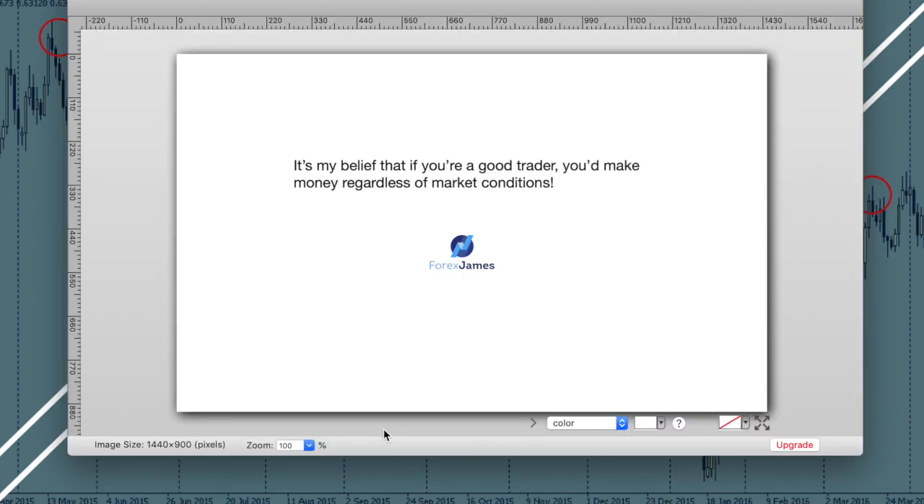It's my belief that if you're a good trader, you'd be able to make money regardless of the market conditions. Okay? You just need to be able to apply the correct strategy. And there are only two market conditions, so to say, and they are a range and a trend. Okay? And lately, the market's been trending, it's been tilted to one side.